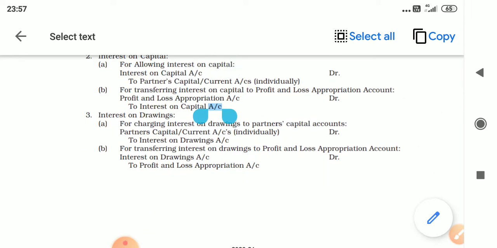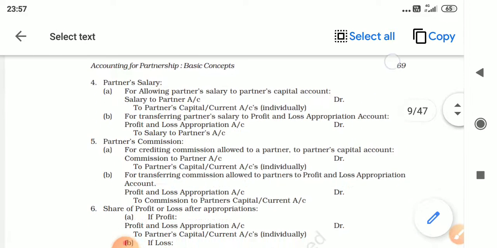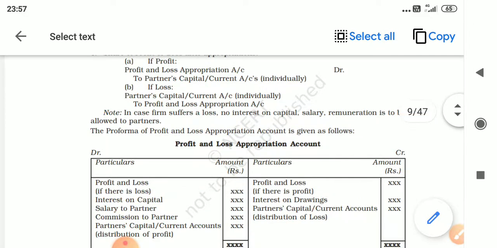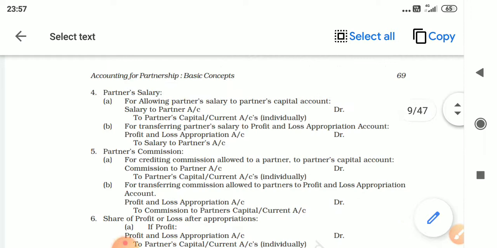Like that you can see for interest on drawings. It is partners' capital account debit to interest on drawings account. Capital account if it is fluctuating and current account if it is fixed. The second entry is closing the interest on drawings account by transferring it to P&L appropriation account. So these are the journal entries which you have already written in your notebooks. The format of P&L appropriation account you have also prepared. The journal entries which you wrote are not just for P&L appropriation account, but also for partners' capital or current account. Okay.